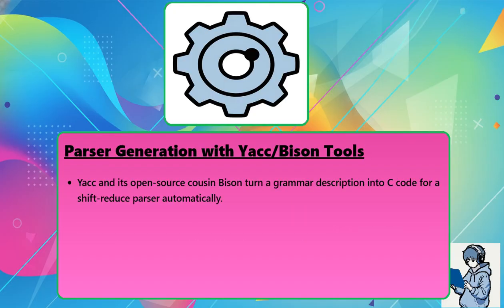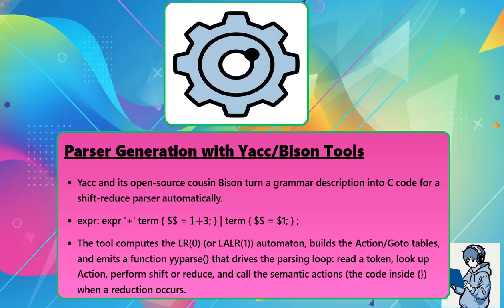Yacc and its open-source cousin Bison turn a grammar description into C code for a shift-reduce parser automatically. For example: expr: expr '+' term { $$ = $1 + $3; } | term { $$ = $1; }; The tool computes the LR0 or LALR1 automaton, builds the action/goto tables, and emits a function yyparse that drives the parsing loop. Read a token, look up the action, perform shift or reduce, and call the semantic actions, the code inside braces, when a reduction occurs.